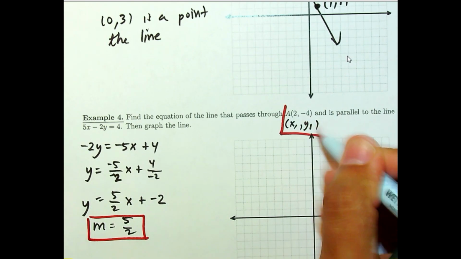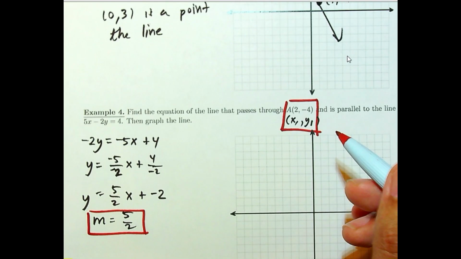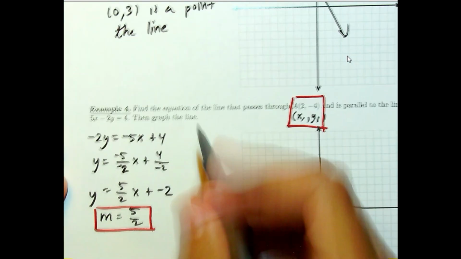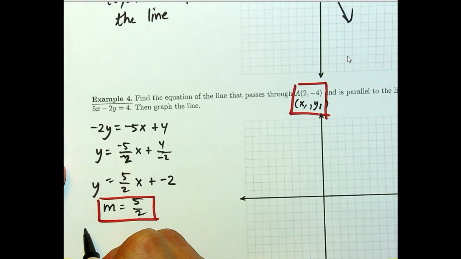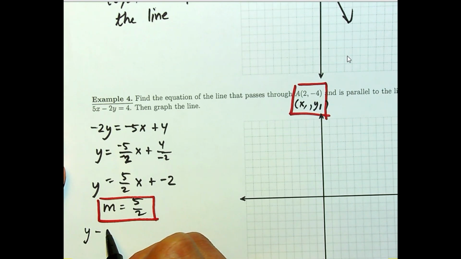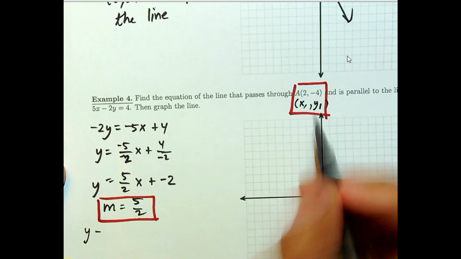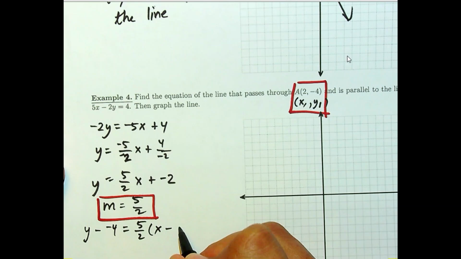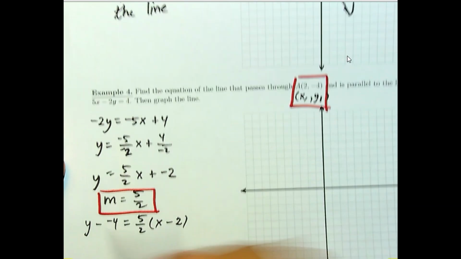This is our point. And now we can write down the equation. So the equation is going to be y minus y1. y1 is negative 4. y minus negative 4 equals m, which is 5 halves, times x minus x1, which is 2.